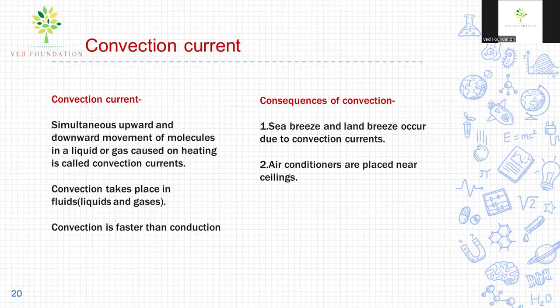Consequences of convection. Sea breeze and land breeze occur due to the convection current. Air conditioners are placed near the ceiling.